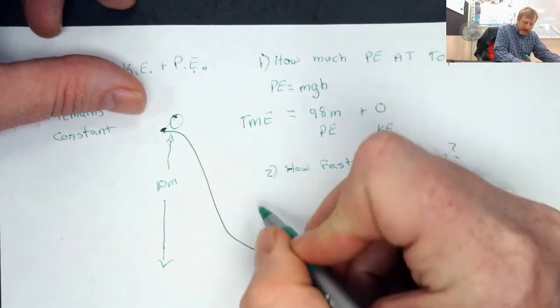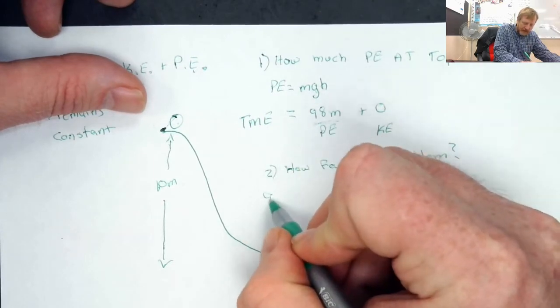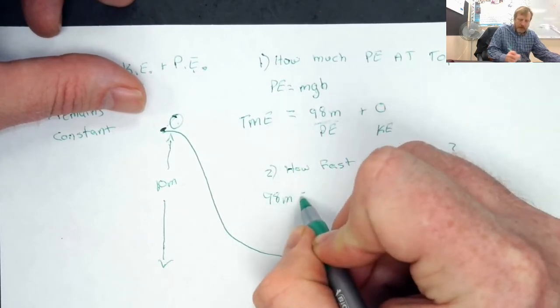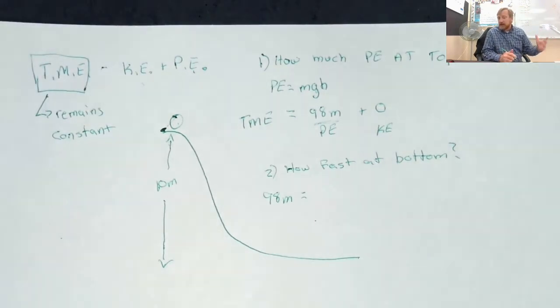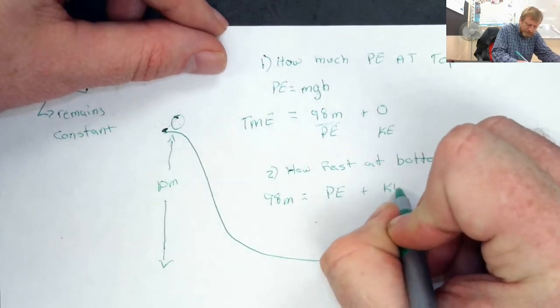And again, we're going to say that the TME is going to remain constant. It's going to be that 98 M, because we're conserving it. So it's going to stay the same all the time. Once we find it in one place, we know it in all places. And we're going to say that that is, again, equal to the potential energy plus the kinetic energy.